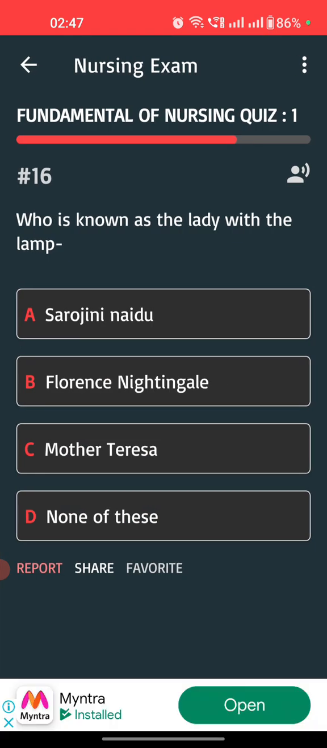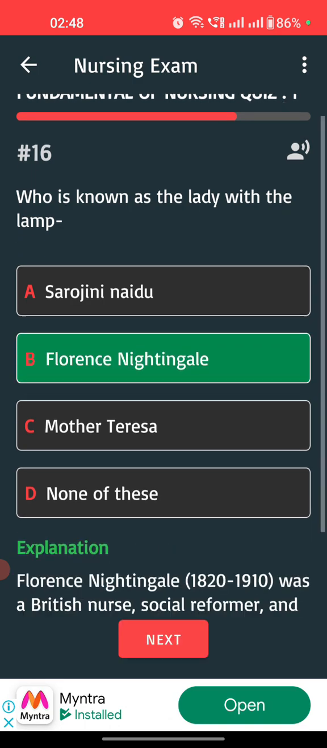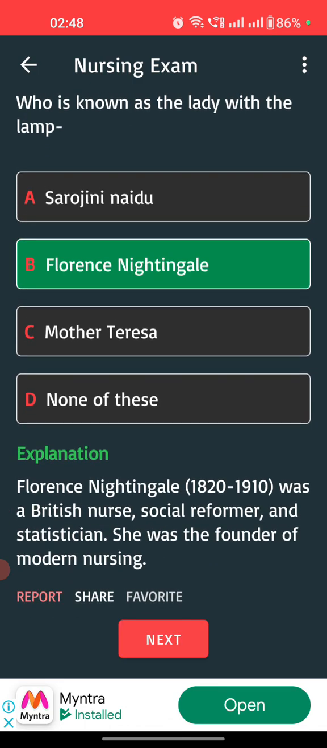Who is known as the Lady with the Lamp? Correct answer. Florence Nightingale, 1820 to 1910, was a British nurse, social reformer, and statistician. She was the founder of modern nursing.